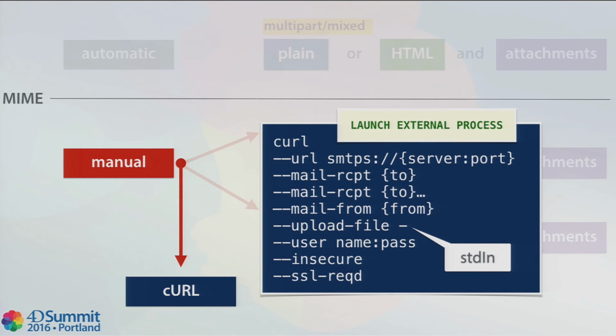And the important argument is upload file. So the MIME could be a file on disk, or if you're using, for example, the 4D command LAUNCH EXTERNAL PROCESS, the MIME is coming through standard input. Whichever way, you have to have the MIME. You can't just simply give an HTML and say, send it. No, that doesn't work. So if you construct the MIME manually, that's something else you can do.